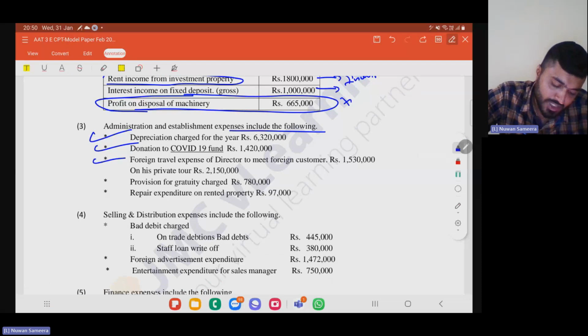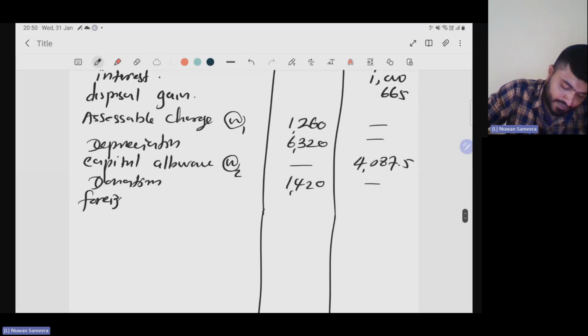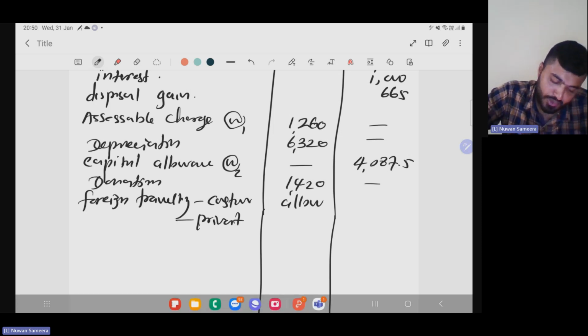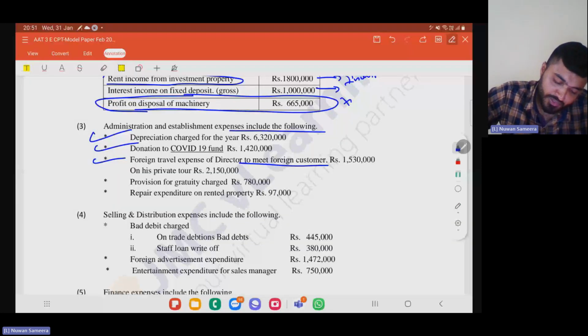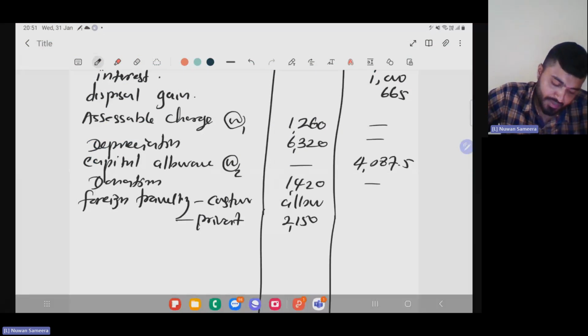The foreign traveling expenses by the director to meet the foreign customer. Is that allowed? Yes. The foreign traveling. There are two. To meet the customer, that is allowed because there is a business purpose. But the private traveling is not allowed. Therefore, that 2,150 is add back.